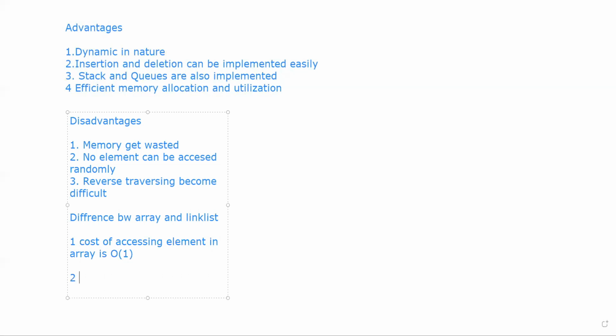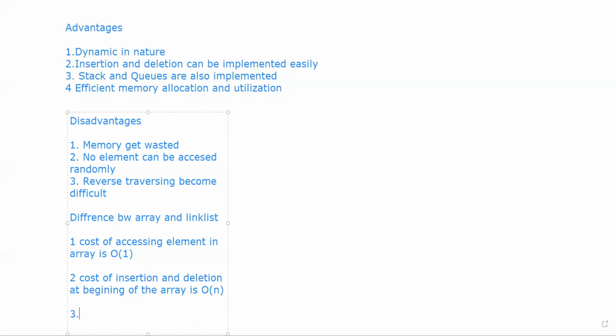The second difference is the cost of insertion and deletion at the beginning of the array. The cost of insertion and deletion at the beginning of the array is big O of n. This is because in that case you have to shift the rest of the elements. So that is why it is big O of n.